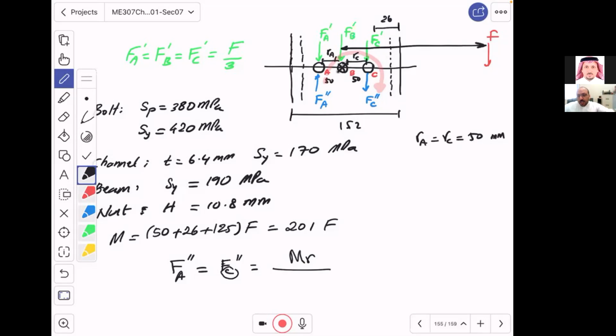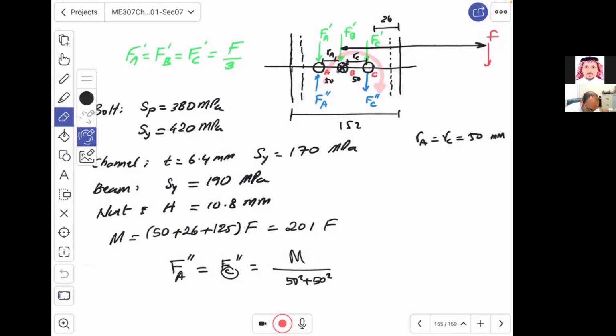Only two. Putting the three here, I wouldn't blame you if you don't know anything. If you just look at the equation and think this is the rule, no, you should include the bolts in action. So we have 50 squared plus 50 squared. This one, R on the top, is also 50. So it is going to be M multiplied by 50.